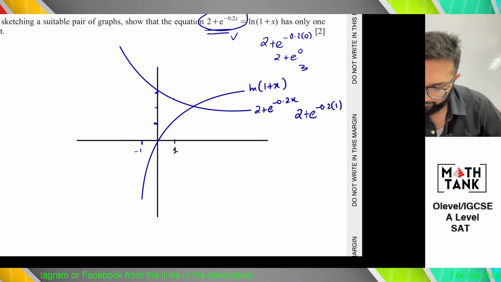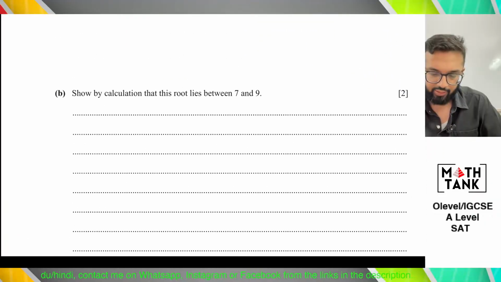Okay, you have to make sure your intersection points are correct. The x-intercept and y-intercept need to be correct.